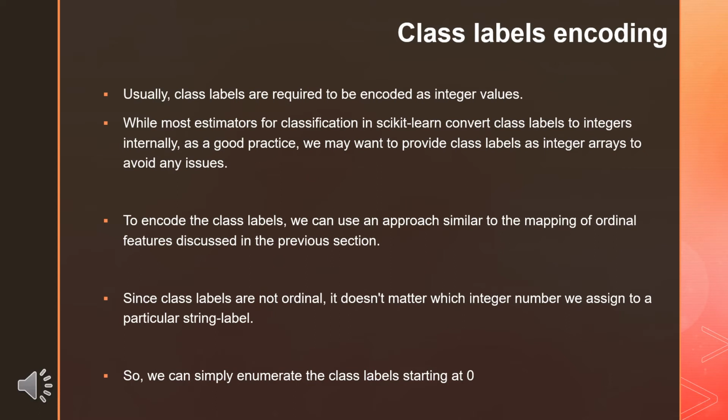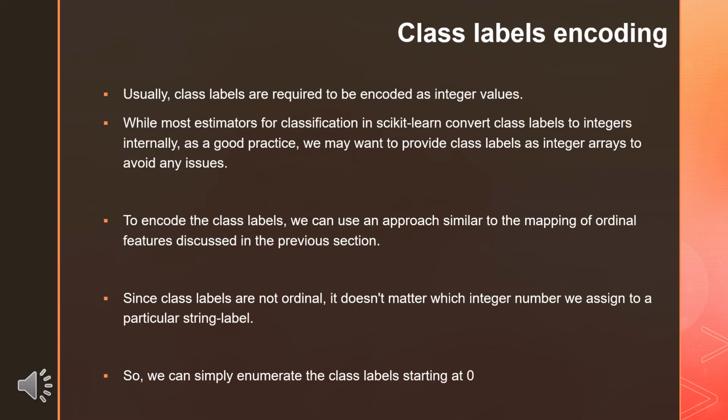Now we have the class levels encoding. Usually class levels are required to be encoded as integer values. While most estimators for classification in scikit-learn convert class levels to integers internally, as a good practice we may want to provide class levels as integer arrays to avoid any issues. To encode the class levels, we can use an approach similar to the mapping of ordinal features, as we discussed in the previous section.